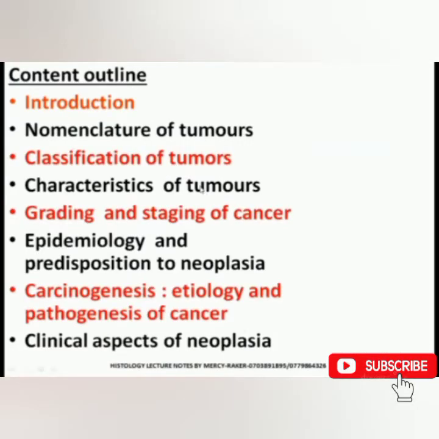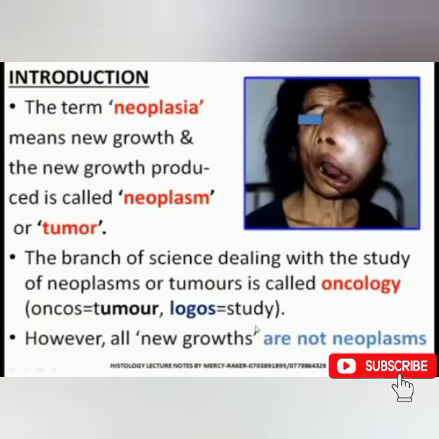Under neoplasia, we shall discuss the introduction, nomenclature of tumors, classification of tumors, characteristics of tumors, grading and staging of cancer, epidemiology and predisposition to neoplasia, carcinogenesis, under which we shall look at etiology and pathogenesis of cancer, and clinical aspects of cancer.